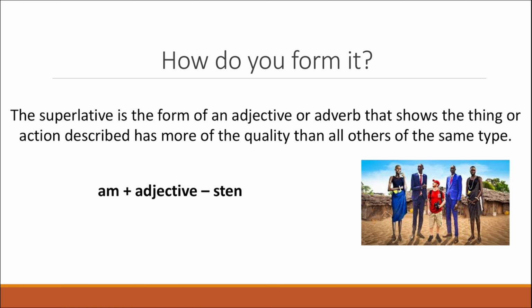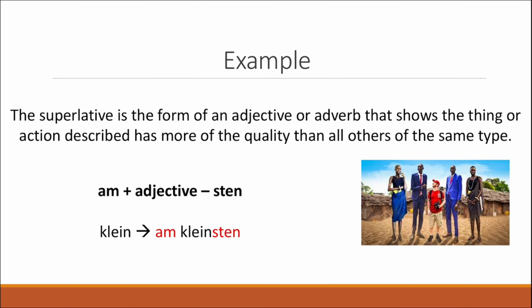So how do you build it in German? Well, in German, it is pretty straightforward. You simply have to write the preposition am, which is being followed by the adjective, and then we're going to add sten at the end of the adjective. So let's have a look at an example. If you have, for example, klein, in order to build the superlative, you're first going to add am, and then the adjective is going to be followed by sten. So you're going to have am kleinsten. Another example, if you have schön, then it's going to be am schönsten. You're simply adding am before the adjective and then sten at the end of it.